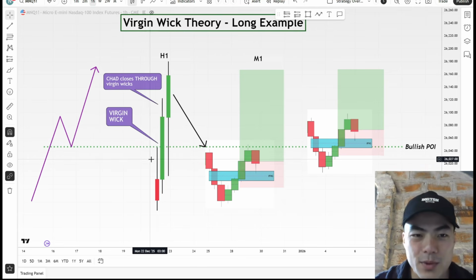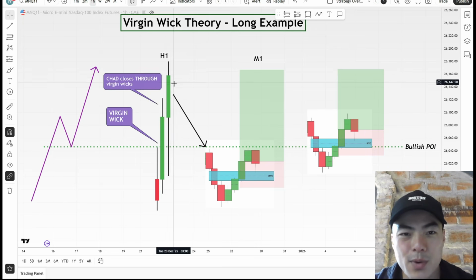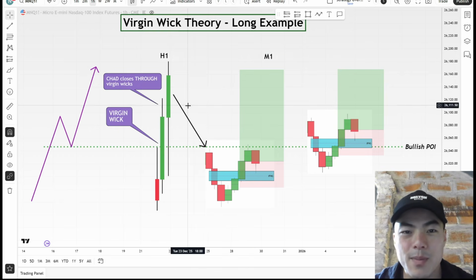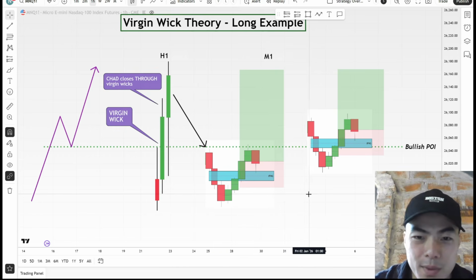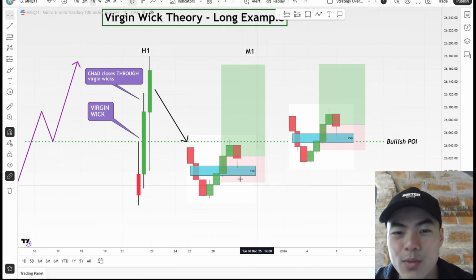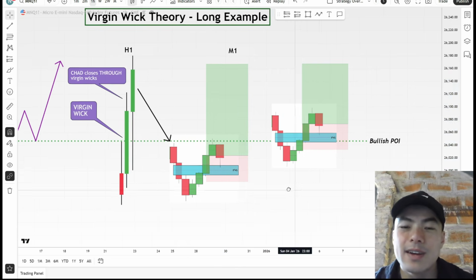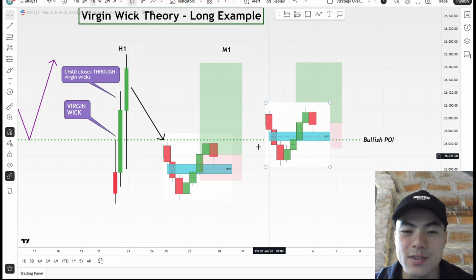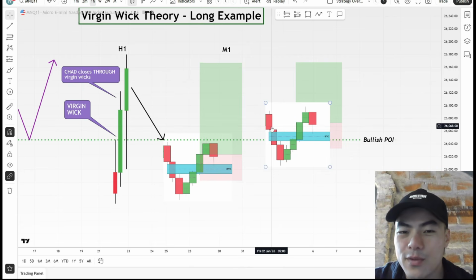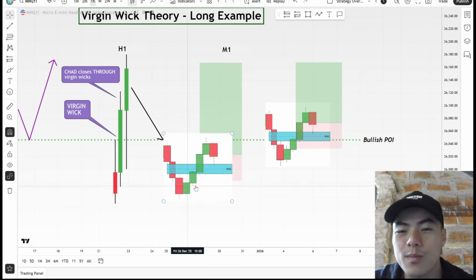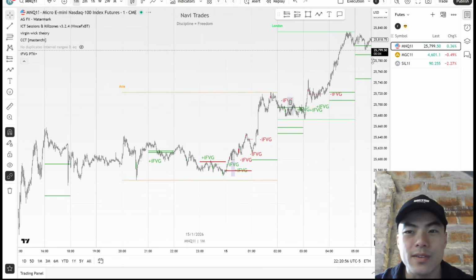After that Chad candle closes through the virgin wick, we then get our bullish POI from that virgin wick level. Then in the next hour, we drop down to the 1 minute time frame, look for price to trade below the POI, and then form an inverse fair value gap. Once the IFVG is confirmed, you set a limit order at the IFVG confirmation level. And then you target the highs, with the stop loss just below the IFVG or the entry candle. The IFVG can be confirmed on either side of the POI. Either is fine.